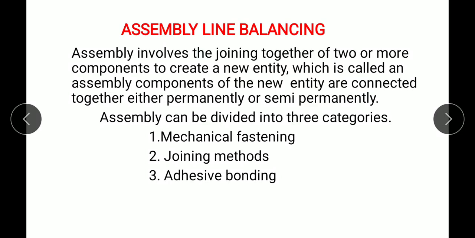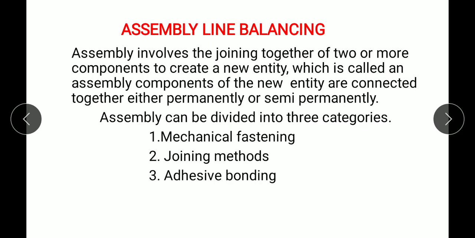Here assembly involves joining of two or more components to create a new entity, which is called an assembly of the components, connected together. Generally when we consider assembly or joining process, we have permanent assemblies and temporary assemblies. Permanent assembly means they cannot break. Temporary assembly is also called semi-permanent assembly. Here the components can easily break.